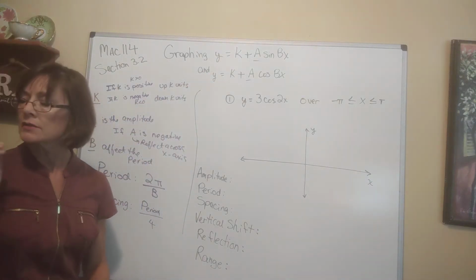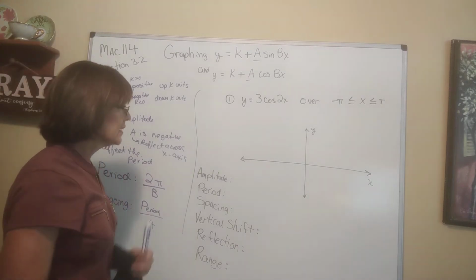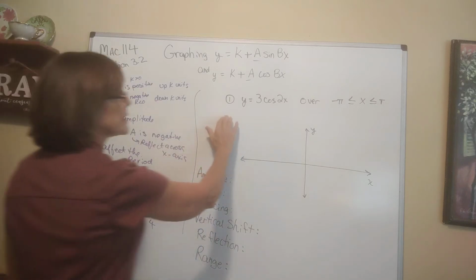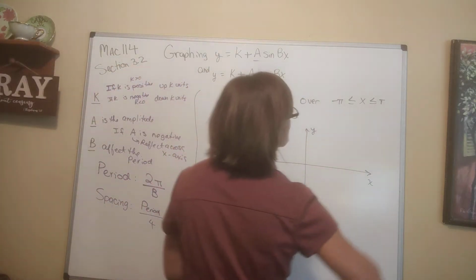So we're about to dive into this, and as we do a few examples, it's gonna make sense to you. So this is what they said. They said graph this over this interval, and this looks like a 1. This is really a pi.